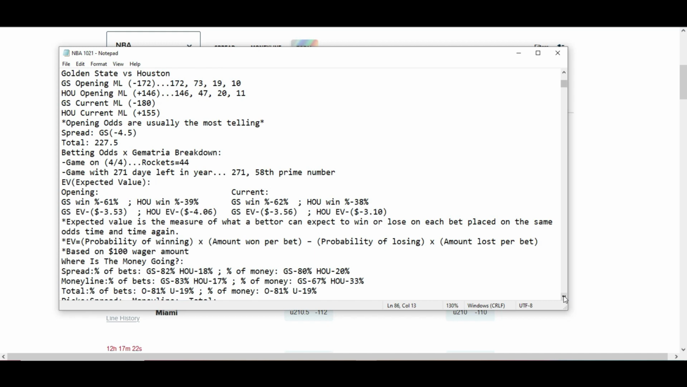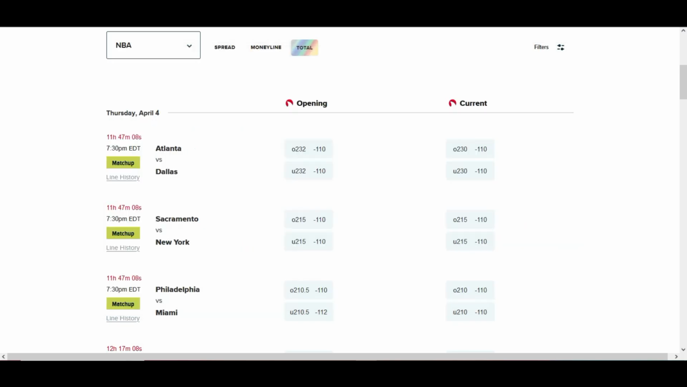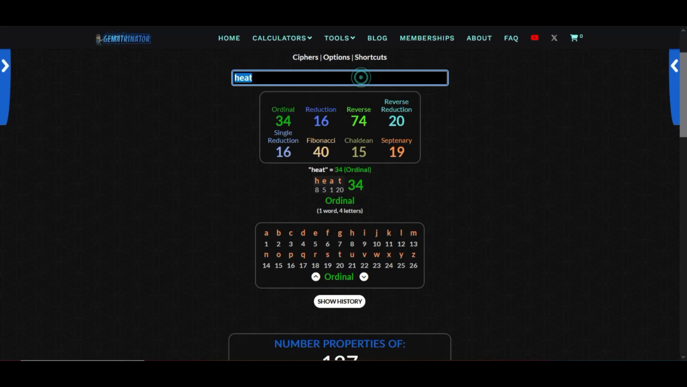For the opening, Golden State plus 146, positive 146 for the Rockets. Currently minus 180 for the Warriors, plus 155 for Houston. Game on 4/4, April 4th. And Rockets equals 44. Rockets equals 44 in reverse.